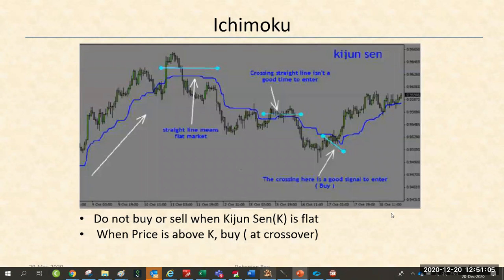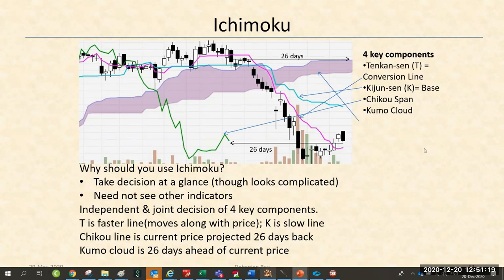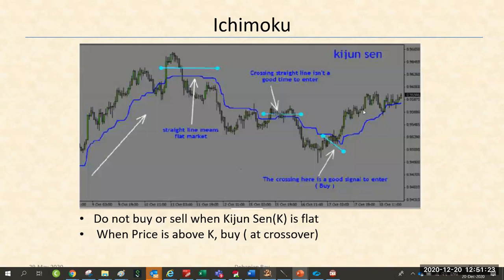Now let's understand the K line first, not the T line. The K line is, as I told you, a little bit slower line. Okay, go back to the earlier one. This is the K line, the blue line. This one was taken from some other website, so the representation is different.